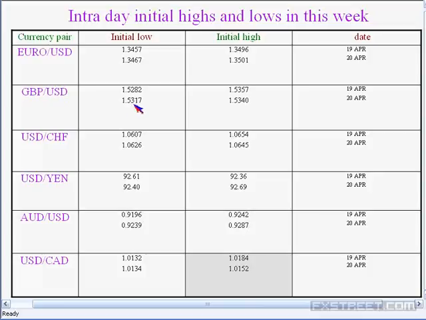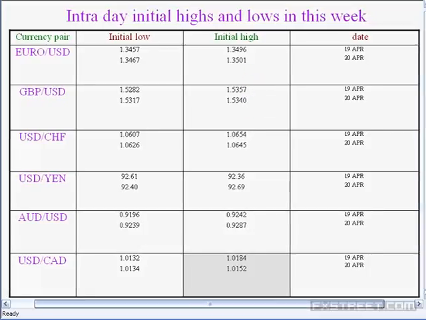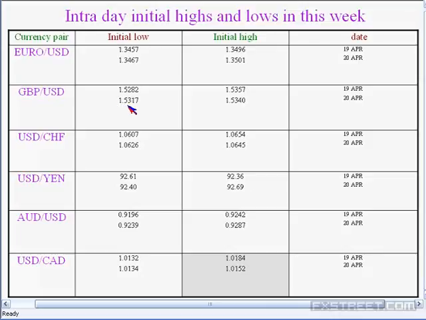In the case of GBP, 1.5317 is the low, which is slightly higher than yesterday's initial low, and 1.5340 is the high. So in the case of both euro and GBP, the initial lows and highs have not been breached. The market is showing a narrow range swing currently. In the case of CHF, 1.0626 is the low, which is intact, and 1.0645 is the high, which is also intact.